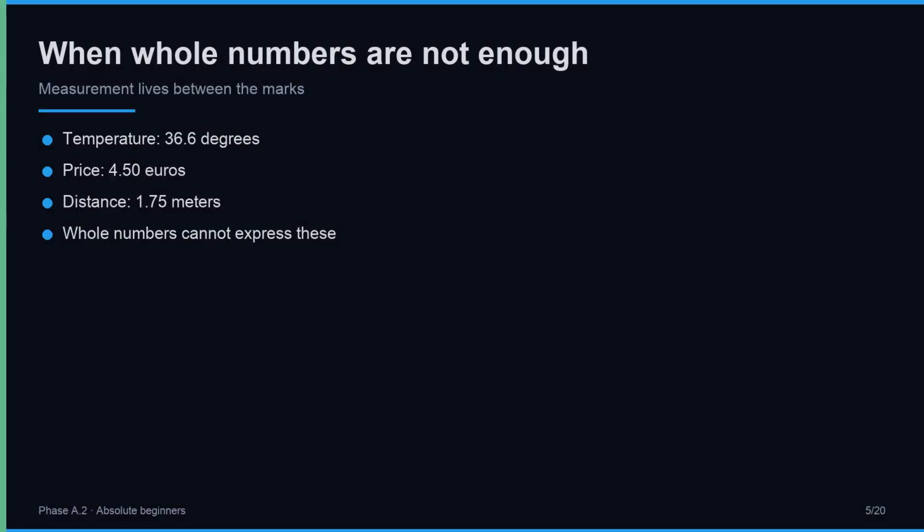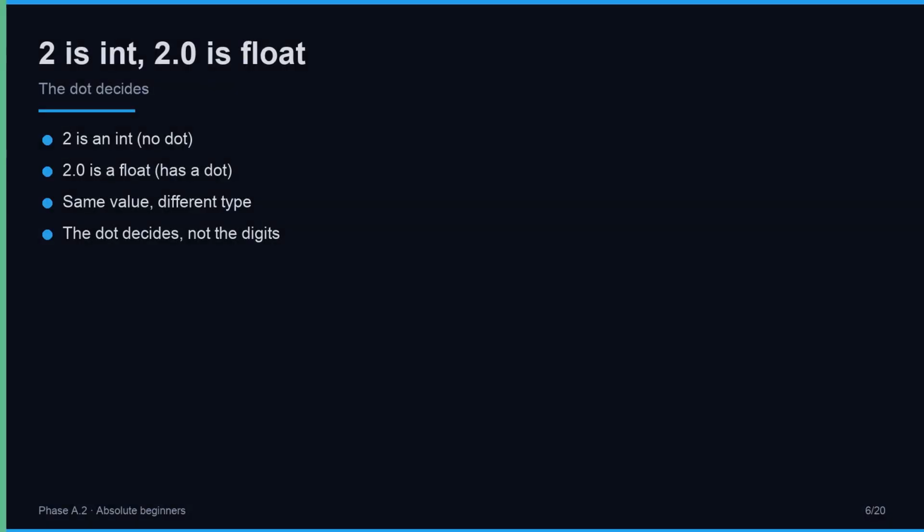Why are integers not always enough? Because measurement lies between the whole numbers. A healthy body temperature is about 36.6 degrees, not exactly 36 or 37. A price is €4.50, not 4 or 5. A person is 1.75 meters tall. If we only had whole numbers, we would have to round every measurement to its nearest integer, and that throws away real information. Floats keep the detail. Measurement needs detail.